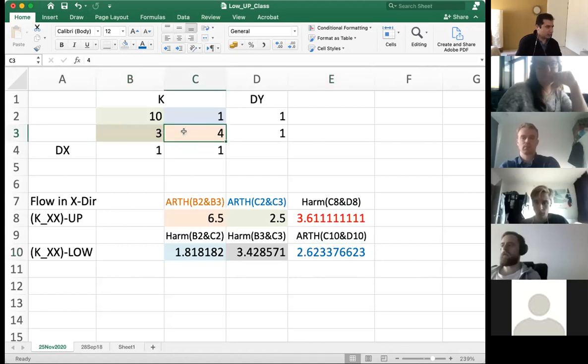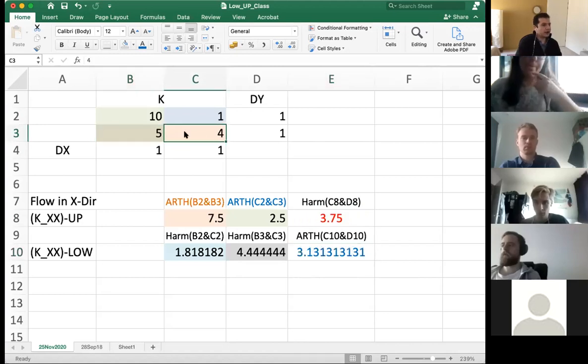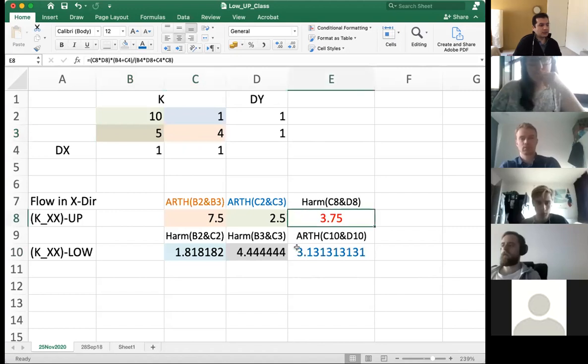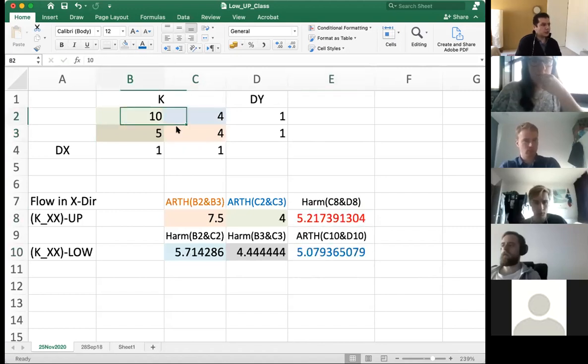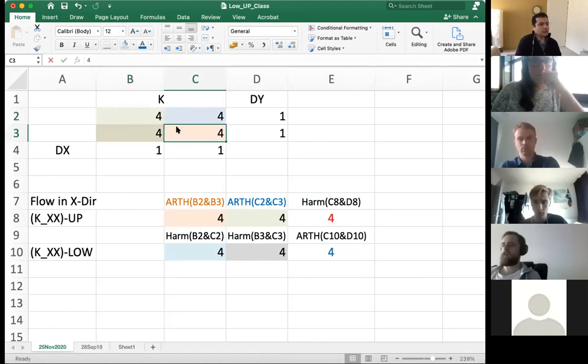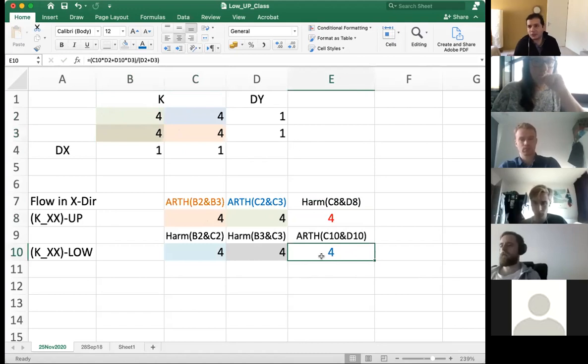Now I can make this be 5. Then you see 3.7, 3.1. So you can really play with this. You can make all of them homogeneous. Obviously, when all of them are homogeneous, you should find the effective property is exactly the same, which is 4. Upscaling is the same because it's a homogeneous medium.